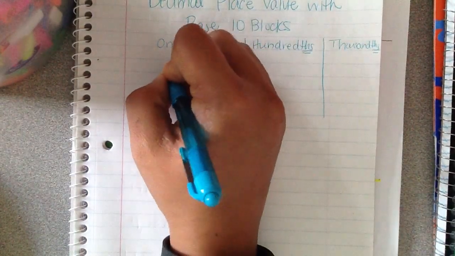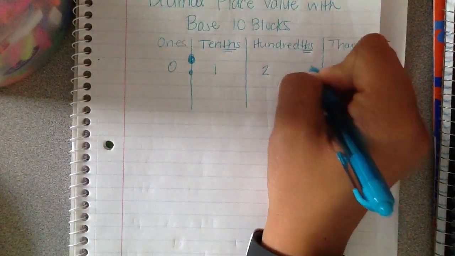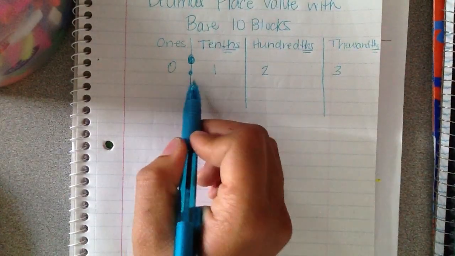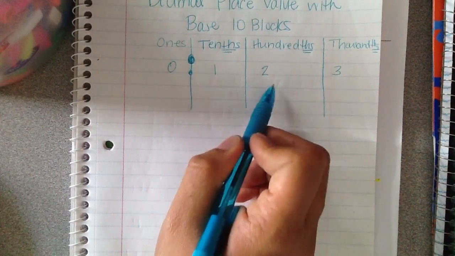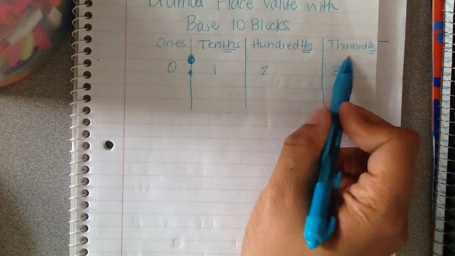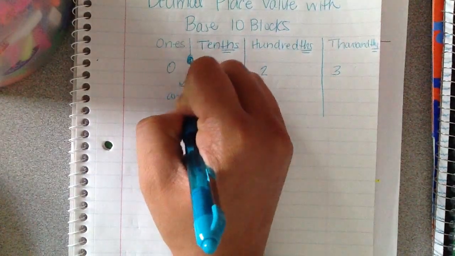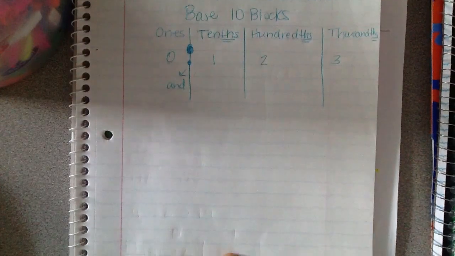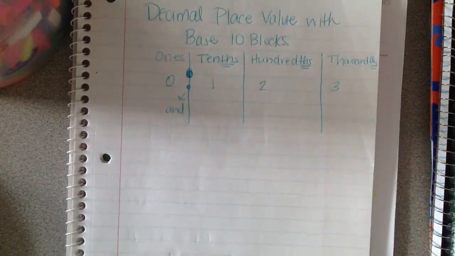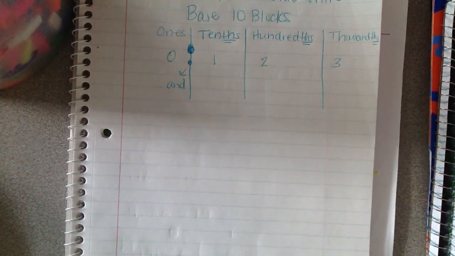So if I had the number 0, decimal, 1, 2, 3, I would read that as 0 and 123 thousandths, because I say whatever place value I end in. So the decimal is said as "and." Okay. So when I think about why is that the case, I can use base 10 blocks to represent this number or to represent any decimal number.